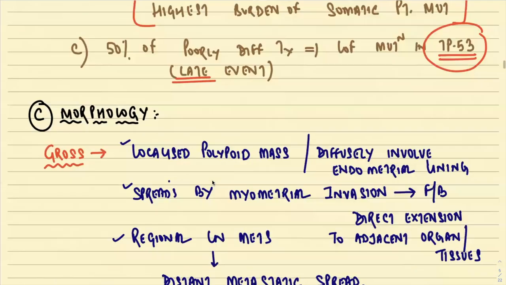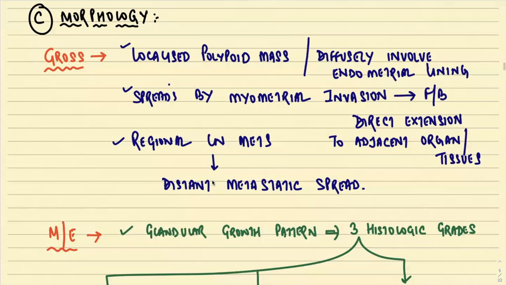Coming to the morphology of type 1 endometrial carcinoma. Grossly, the type 1 endometrial carcinoma can present in two ways. It can present as a localized polypoid mass, or it can present as a diffusely infiltrative lesion involving the endometrial lining. So if this is the endometrium, they can either present as a polypoid mass, or they might diffusely involve the endometrium like this. Okay.